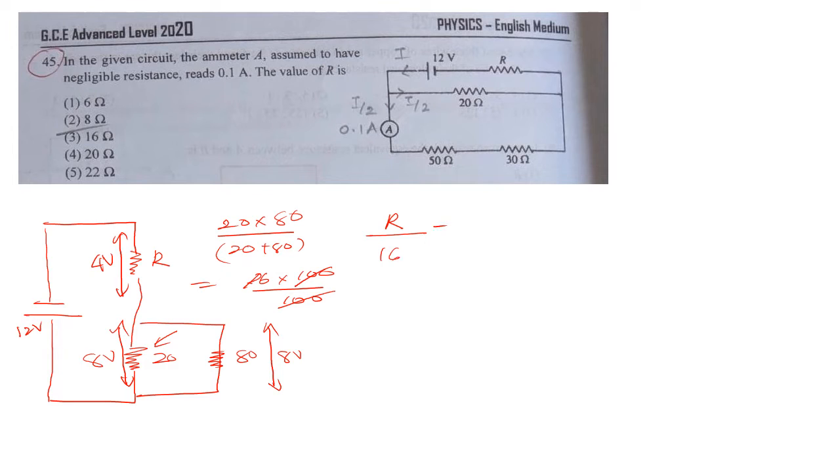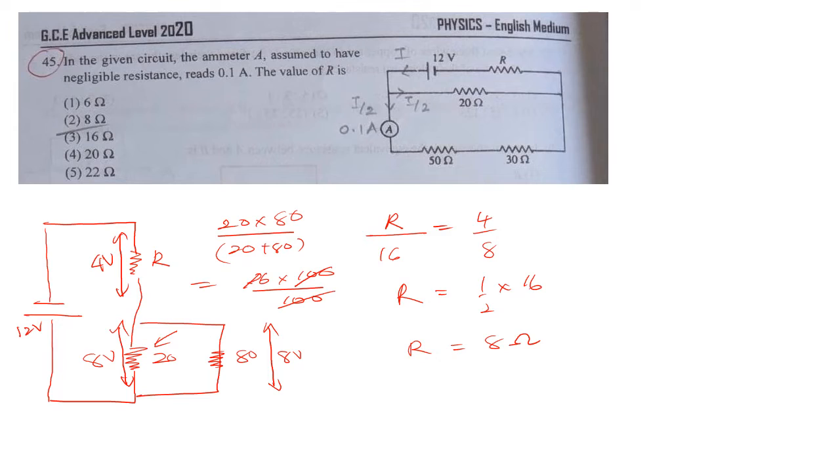So R divided by 16 is equal to 4 divided by 8, since this is a potential divider circuit, these two are in series, right? I mean this R and the equivalent here. Okay, so here we get R equals half into 16, so R equals 8 ohm. Okay, so in the exam paper you should not necessarily draw these figures. You should be able to visualize this. Okay, so here comes the catch.